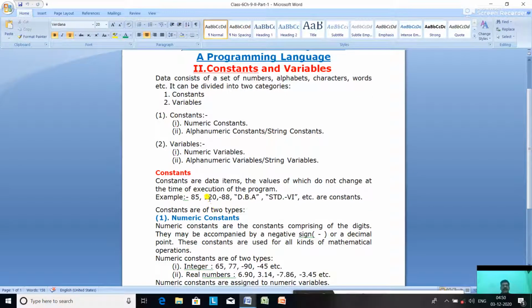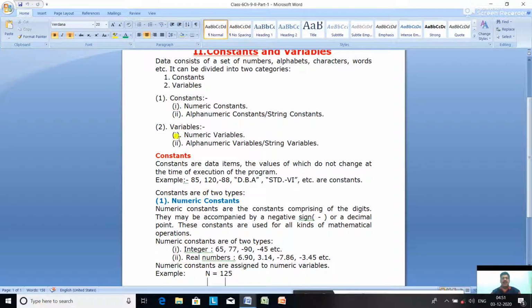Now, what are constants? Constants are the data items, the value of which does not change at the time of execution of the program. When you execute the program, its value remains the same, like 85 remains 85, 125 remains 125, minus 88 remains minus 88. So constants means fixed values which do not change.